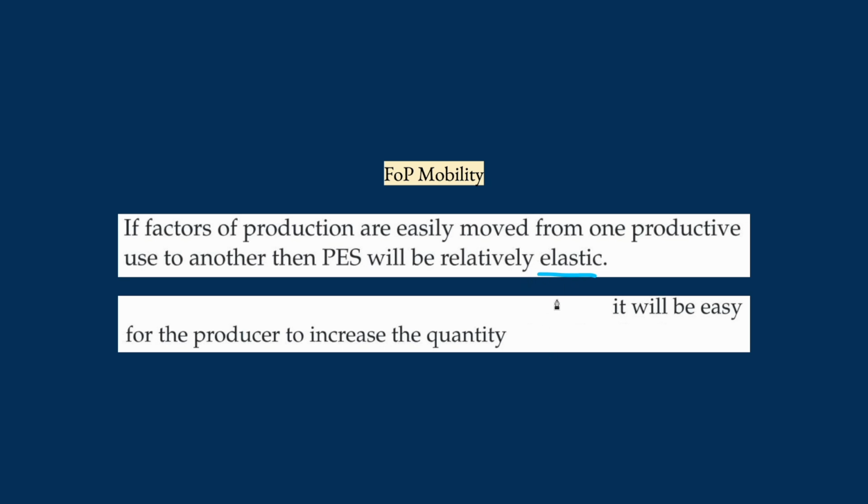And a really important point with an elastic demand and factor production mobility is that when my factors are mobile, it will be easy for me as the producer to increase the quantity of output. Like I just said, if I was making dresses and skirts and then my demand for dresses increased twice as much, but I had all the resources ready, it would be easy for me to increase the quantity of dresses that I needed to meet demand.